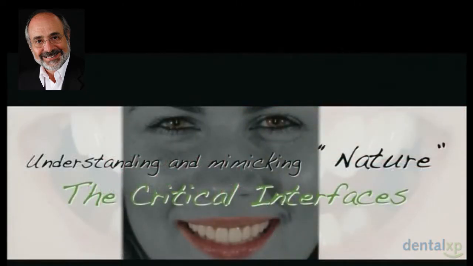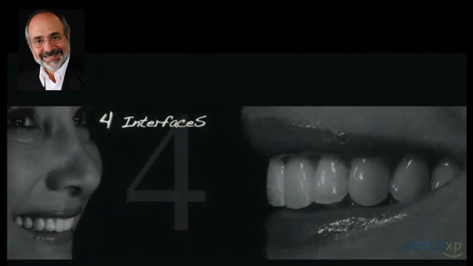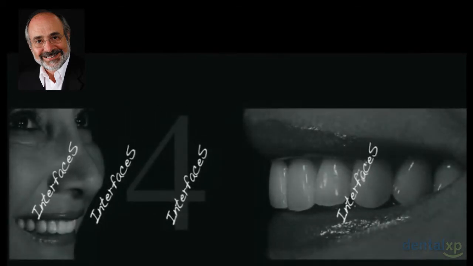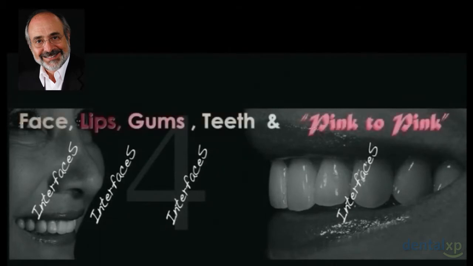So if we really want to mimic nature, you have to understand the critical interfaces, and we'll talk about the 4 different interfaces. There are 4 interfaces that we have to deal with as dentists. The first is between the face and the lips, how they come together, where the lips are relative to the face. The second, where the gingiva is relative to the lips. Think about a high smile, a low smile line.